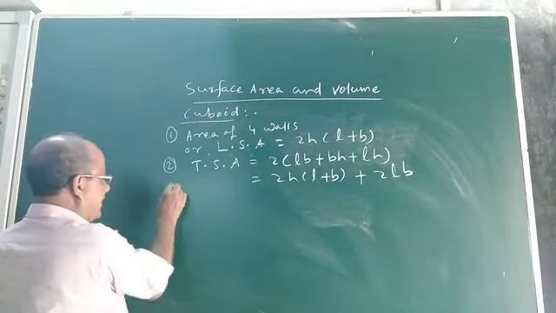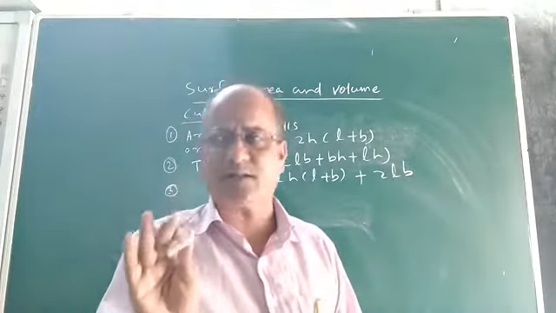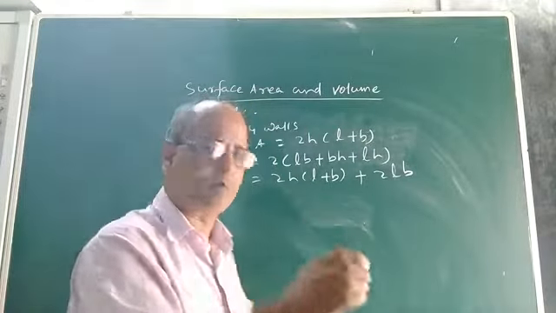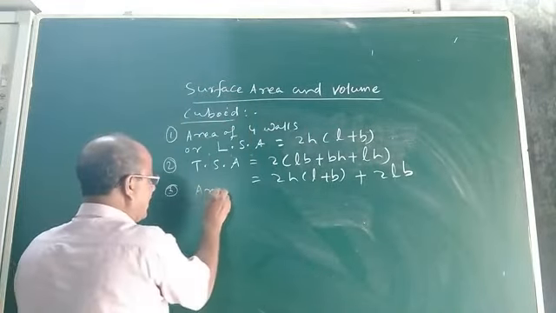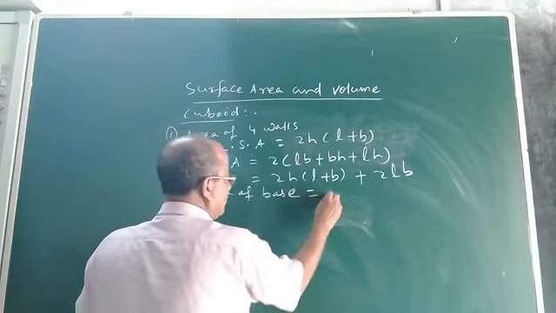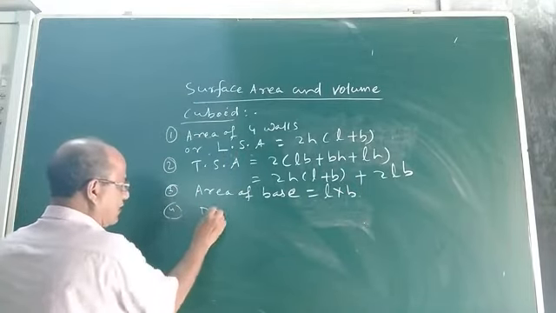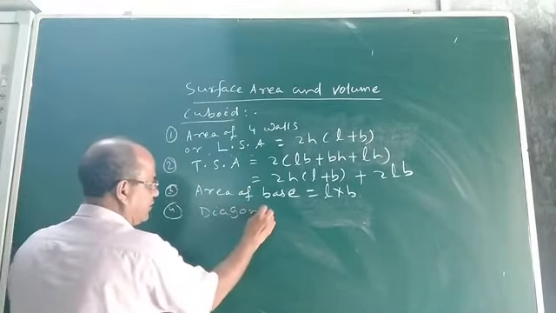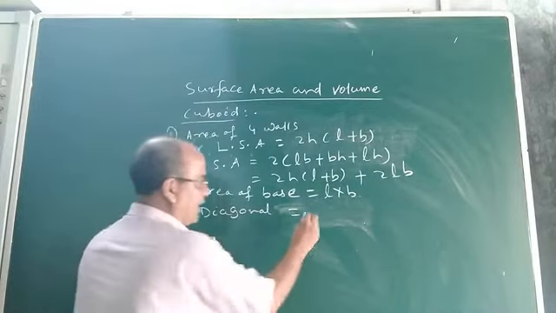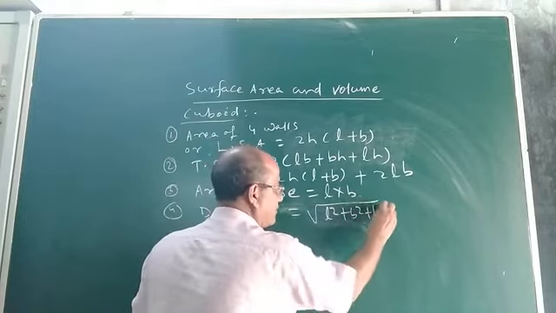Then what is the area of the base? As the base of a cuboid is a rectangle, you know the formula for the area of a rectangle. It is L into B. So the area of the base of a cuboid will also be L into B. Then how to find the diagonal of a cuboid? What will be the formula? It will be the square root of L square plus B square plus H square.